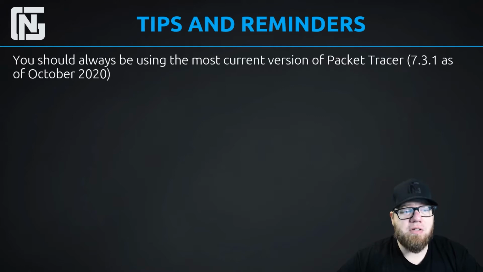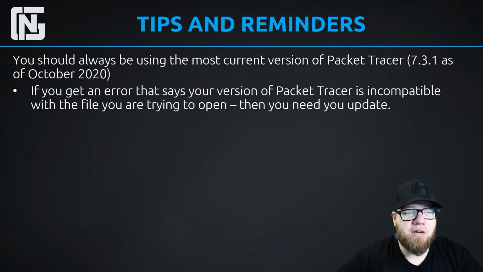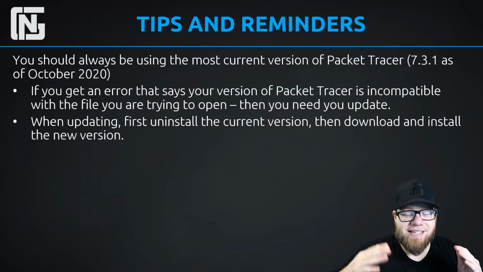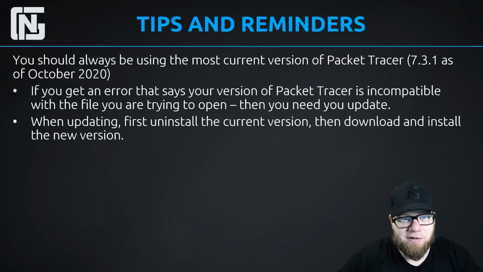First of all, you should be using the most current version. So as of the recording of this video, it was 7.3.1. You'll know when you don't have the most current version when you get an error when you're opening a Packet Tracer file and it says that your version is not compatible. So that means you need to go and download the latest version. But before you do that, please make sure that you uninstall your current version of Packet Tracer before you reinstall the new version. And it's simply because if you don't, you actually have side-by-side installations of Packet Tracer and things could get confusing there.